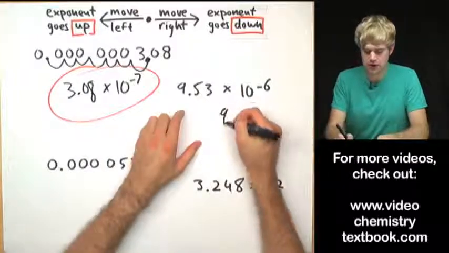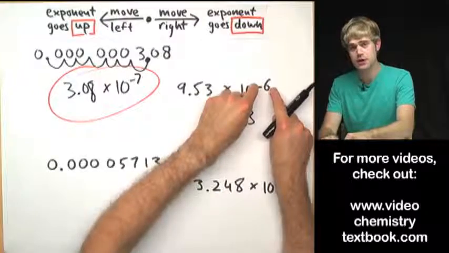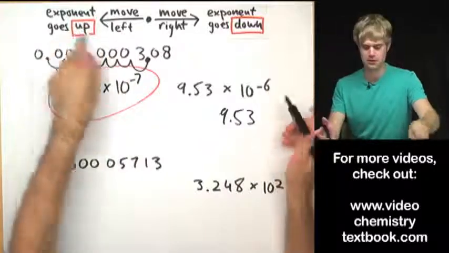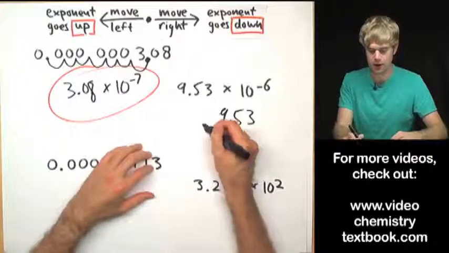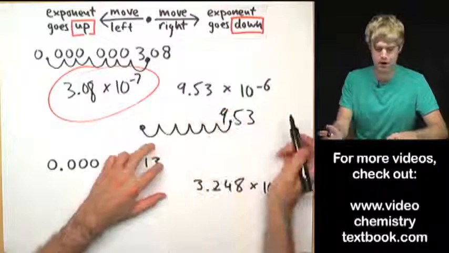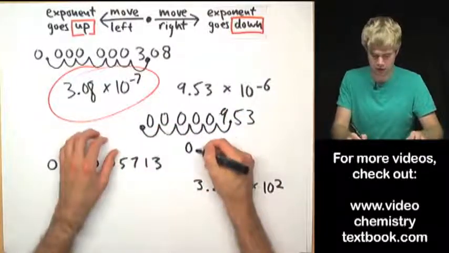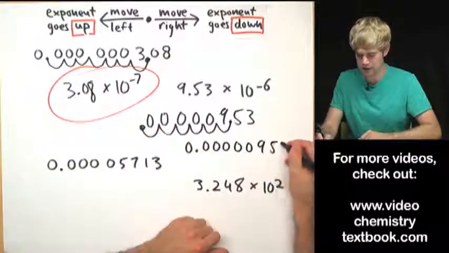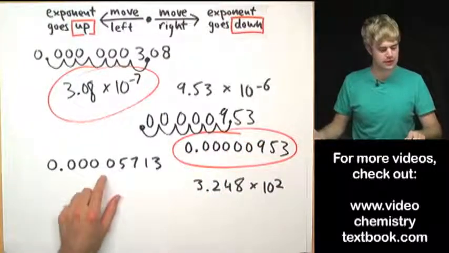Take this out of scientific notation, 9.53. I'm starting at negative 6. I got to go up to 0, so I'm going to be moving the decimal place left, so the exponent goes up. Negative 6, negative 5, negative 4, negative 3, negative 2, negative 1, 0. Fill in each one of these new spaces with a 0, and I get 0.000000953.